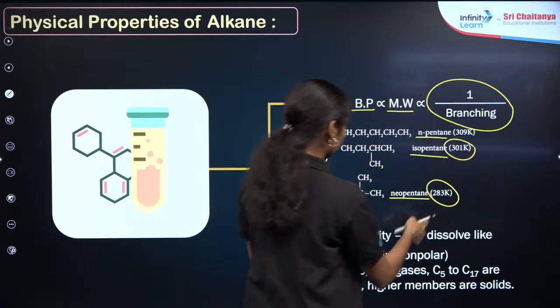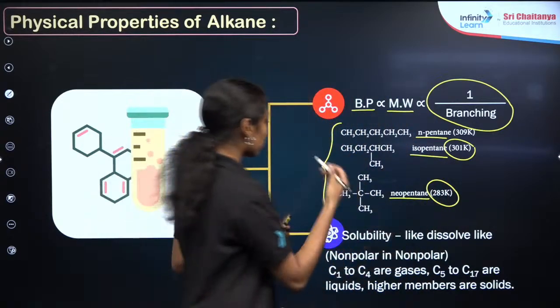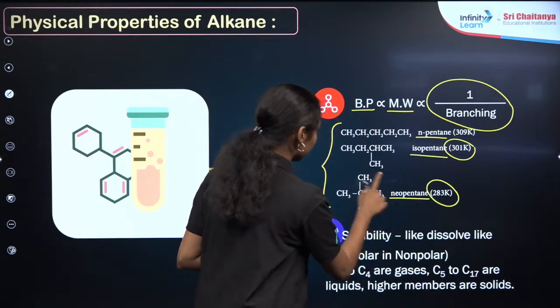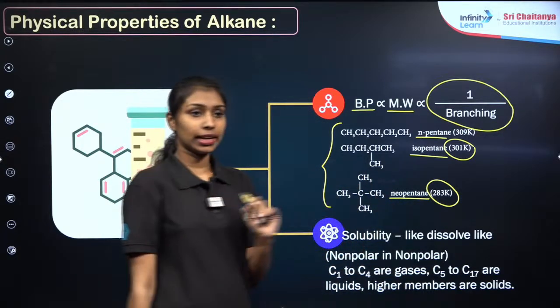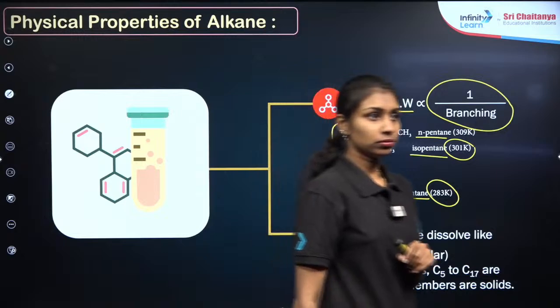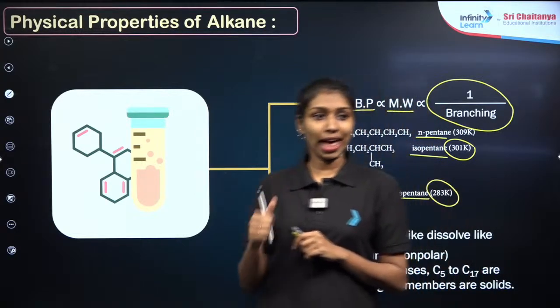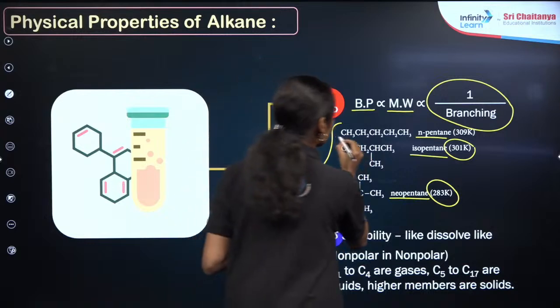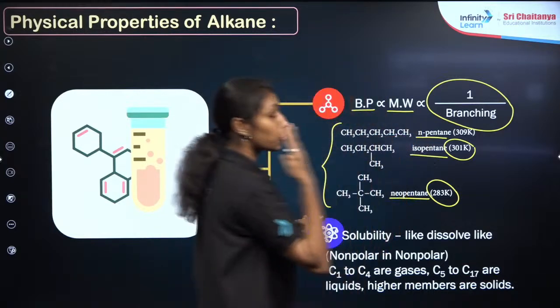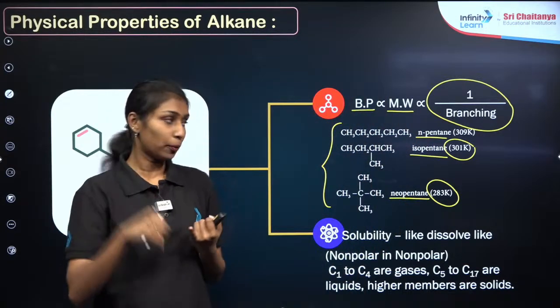For neopentane, I have already mentioned that if a compound contains CH3 4 times, if it contains this part, we can call it the neo group. Normal pentane has a higher boiling point because of less branching. It is a straight chain compound, there are no branches. As the branching increases, boiling point decreases.